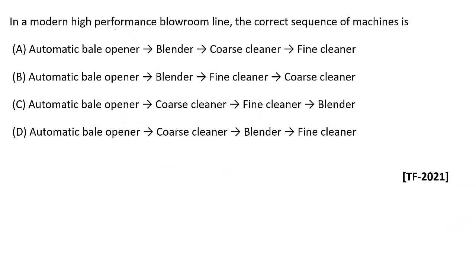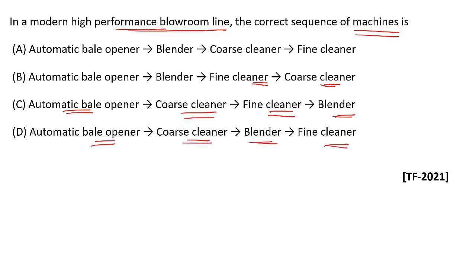In a modern high-performance blowroom line, the correct sequence of the machines is: option A, automatic bale opener, then blender, then coarse cleaner, then fine cleaner. Option B, automatic bale opener, then blender, then fine cleaner, then coarse cleaner. Option C, automatic bale opener, then coarse cleaner, then fine cleaner, then the last one is blender. And option D says that automatic bale opener comes first, then coarse cleaner, then blender, then fine cleaner.